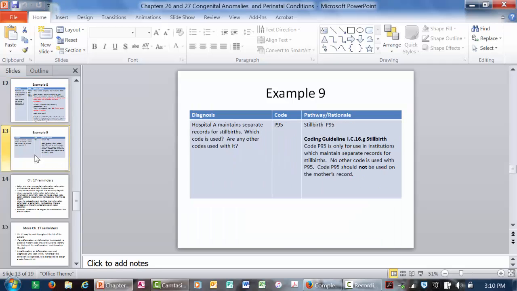The next example is just a reminder to us that some hospitals do keep records for stillbirths, and if you are working in one of those hospitals, you're going to simply find the main term stillbirth P95, and that is the only code you're going to have on that record. It is not used on the mother's record, only on the baby's record, and it is the only code that is on the baby's record.